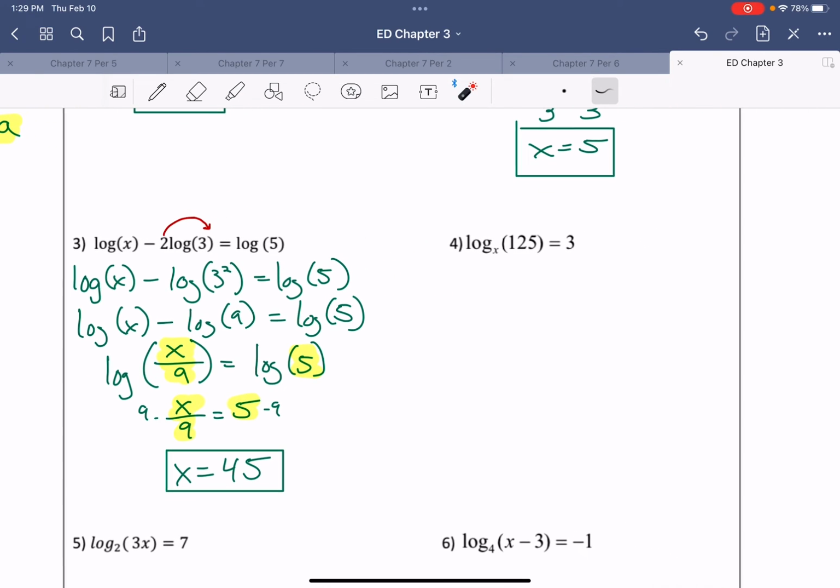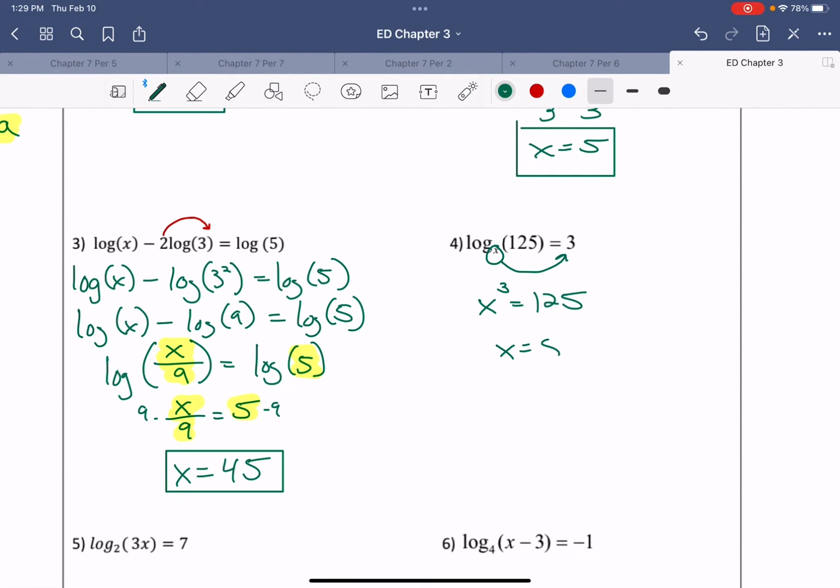Okay, we also know some other stuff about solving for logs, right? You already know how to do number 4. If it's log of something equals a single number, we can rewrite it as an exponent problem. This is really x to the 3rd power equals 125. This is one of the numbers you're supposed to memorize. So something cubed makes 125. That something must be 5.